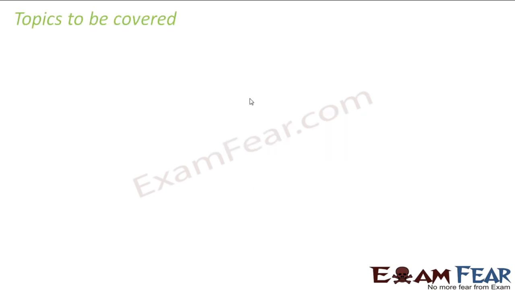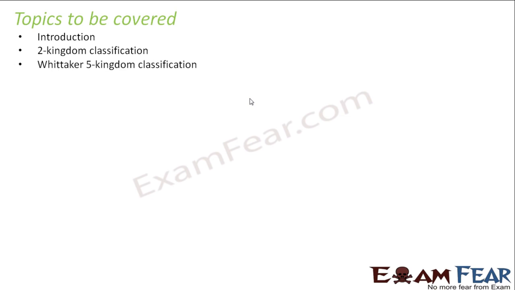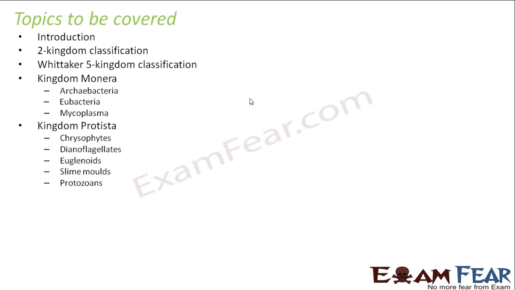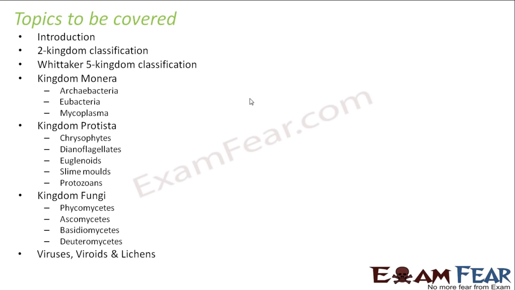Topics to be covered in this lesson are Introduction, 2-kingdom classification, Whittaker 5-kingdom classification, Kingdom Monera, wherein we'll talk about Archibacteria, Eubacteria, Mycoplasma, Kingdom Protista, wherein we'll discuss chrysophytes, dinoflagellates, euglenoids, slime moulds, and protozoa. Kingdom Fungi, wherein we'll talk about Phycomycetes, Ascomycetes, Basidiomycetes, and Deuteromycetes. And finally, we'll conclude the lesson with a discussion on viruses, viroids, and lichens.